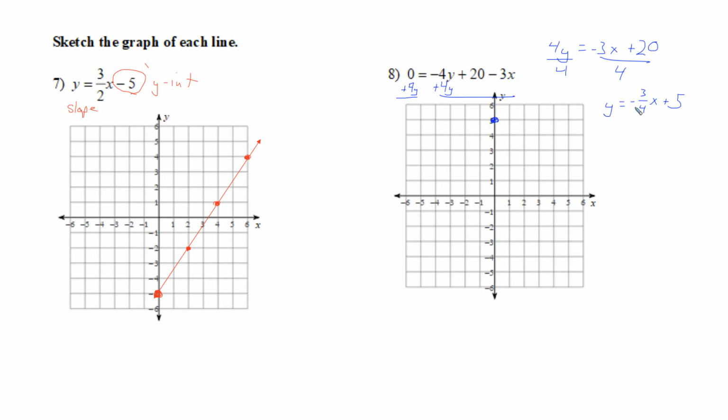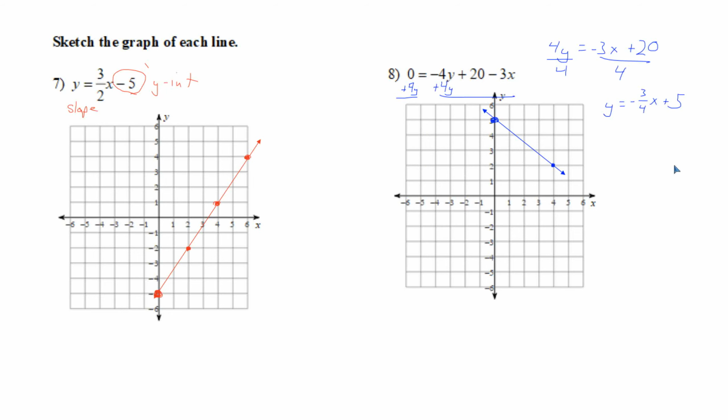Our slope is -3/4. This negative can go with the top or the bottom, but not both. So let's think in the numerator. So that would be down 3, right 4. And if we tried to do that again, it would be off our graph. So let's go ahead and graph that line through those points. Looks like it would be about right here. And there's the graph of the line. Looks like maybe we could, yeah, there we go.